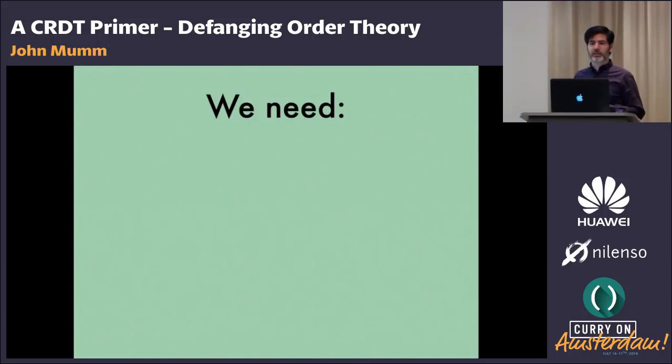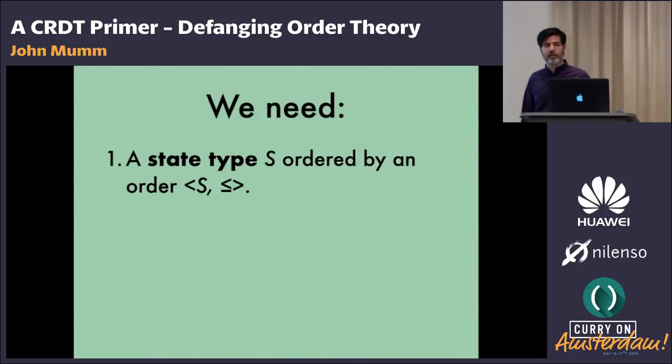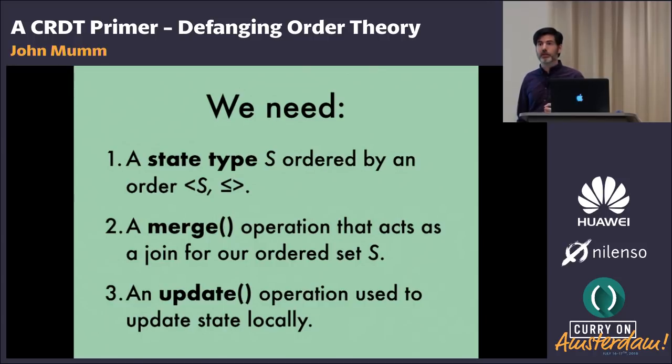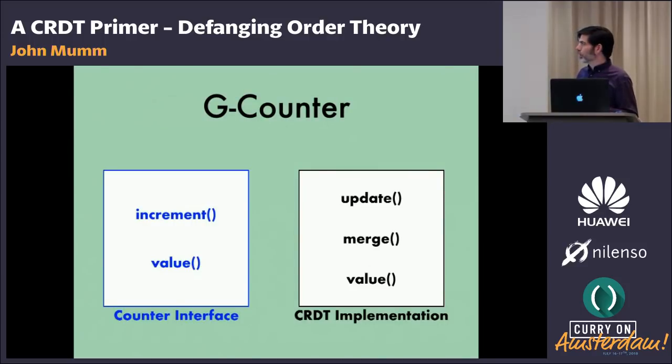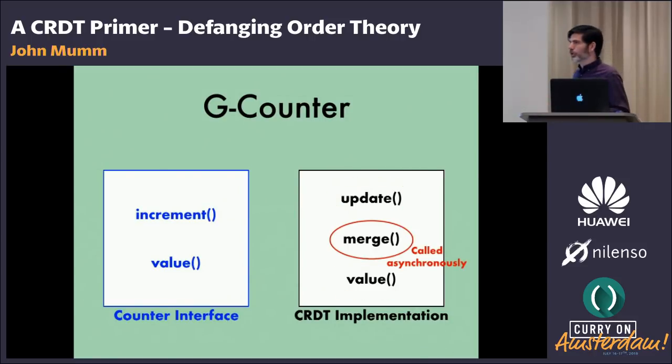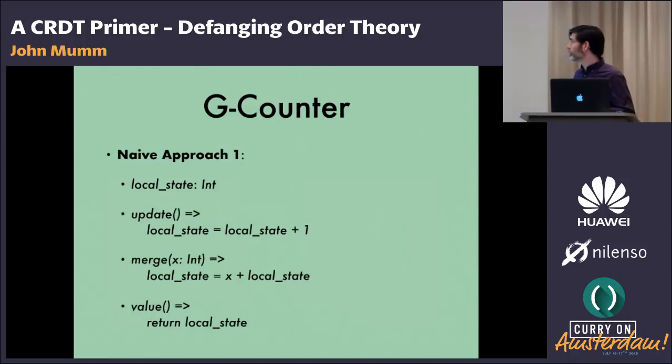Okay, we need these 3 things, if you'll recall. We need a state type that's ordered by some order. We need a merge operation that acts as a join for this ordered set. And we need an update operation that's used to update state locally. So how does this interact with our interface? Well, the user is just going to call increment and value, right? And these map pretty directly onto update and value in our CRDT implementation. Meanwhile, we've got this merge function that the user shouldn't have to think about. This is going on in the background. We're calling it asynchronously without the user even realizing it, gradually converging towards this global system-wide value.